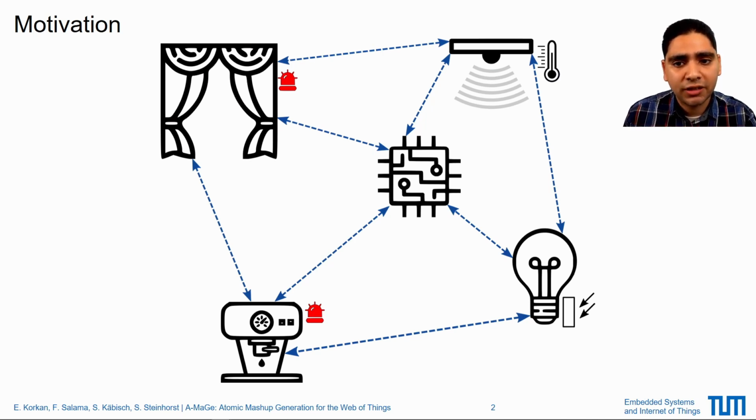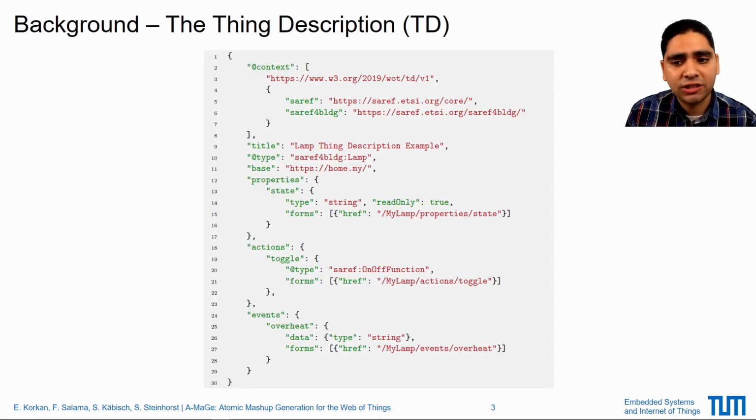For a mashup designer that wants to use all these devices, he needs to know the interactions or the functionalities that these devices expose, as well as the network interfacing of each device to actually know if they can communicate together. To ease this and to facilitate an easier discovery of devices, the W3C proposed the thing description standard, called TD in short, and the thing description is just a JSON-LD document that is both human and machine readable and describes the interactions that an entity in the web of things can expose, as well as its network interfacing.